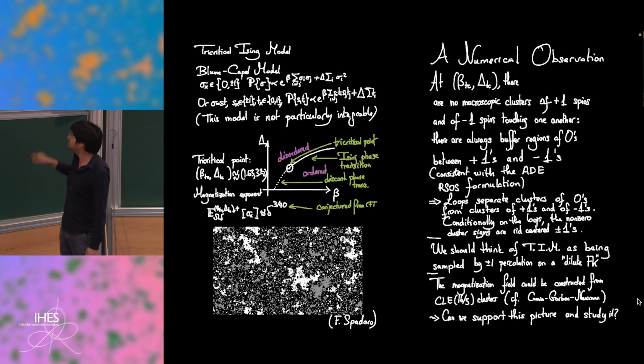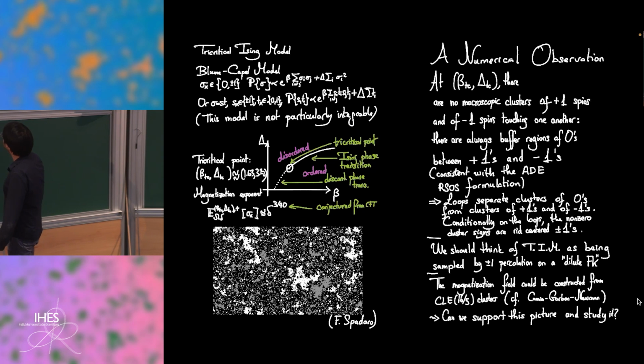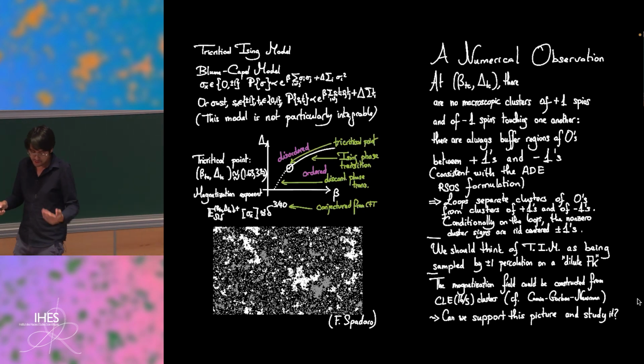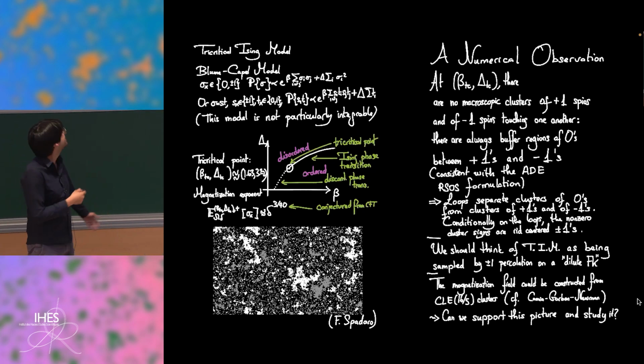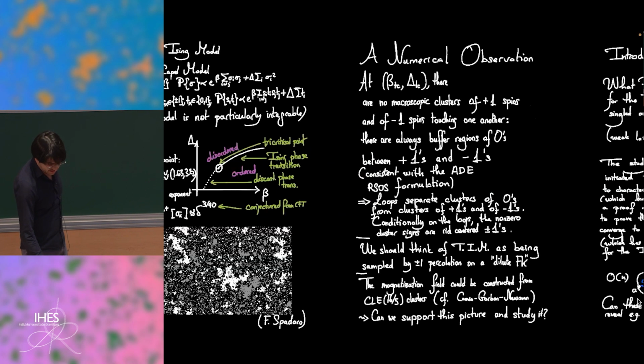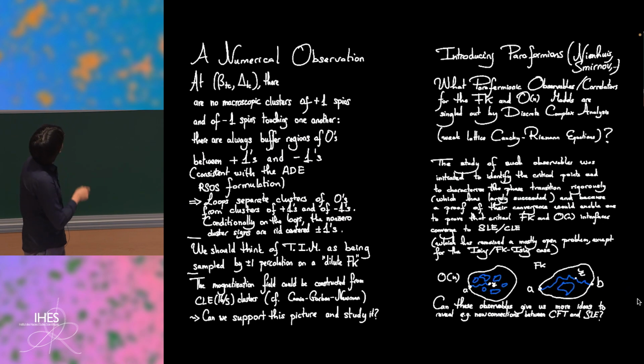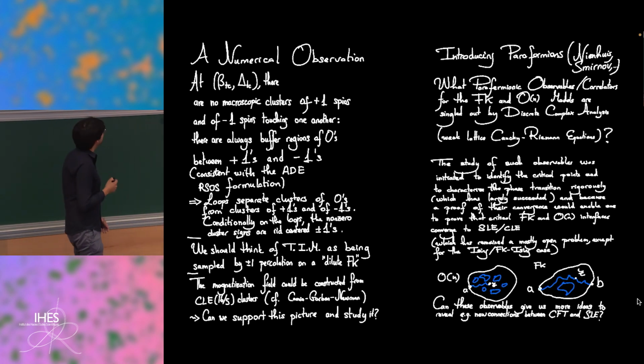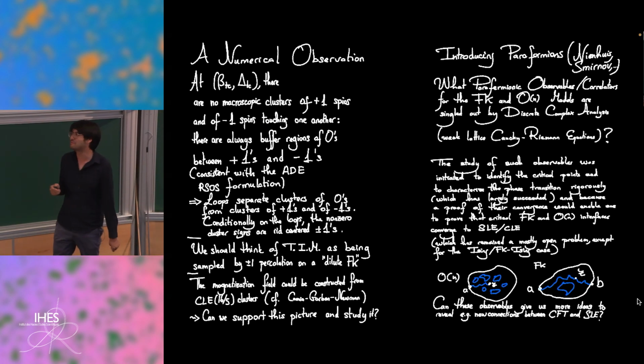You could do the construction that was done by Camille Garbon-Newman on CLE 16/5 over 5, or instead of CLE 16 over 3, and you would get, I claim, exactly this spin field of the tricritical model in the scaling limit. So can we support this picture and study it? Yes, we can, but I need to tell you about parafermions, which was the point of this talk. So I need three more slides about parafermions.